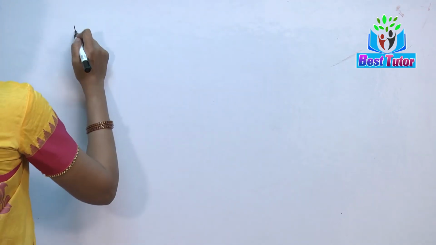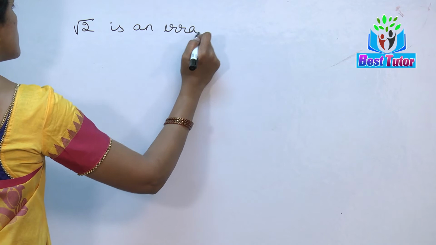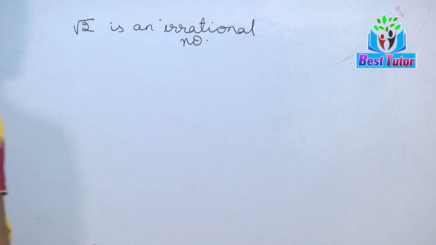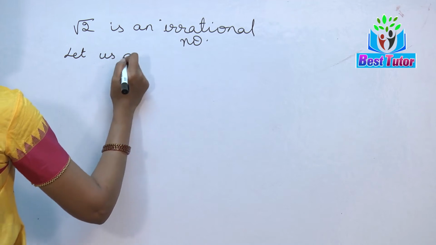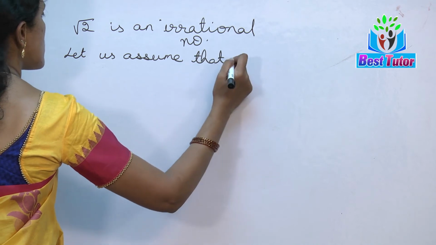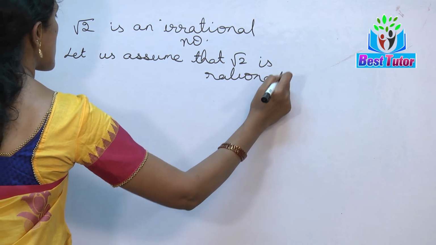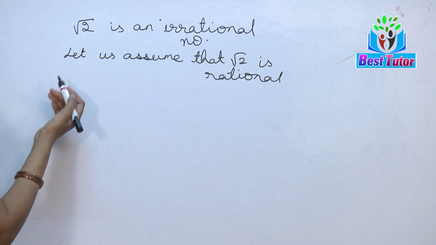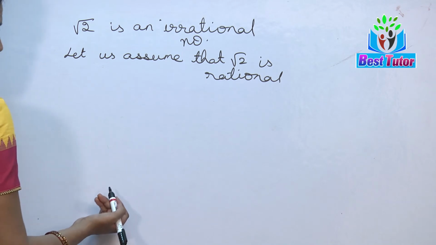Let us prove that root 2 is an irrational number. How do we prove it? We will prove it by contradiction. Let us assume that root 2 is rational. We are taking the quite opposite of the given question. We need to prove that root 2 is an irrational number. I have assumed that root 2 is rational. So, at some step or the other, we are going to get a contradiction.